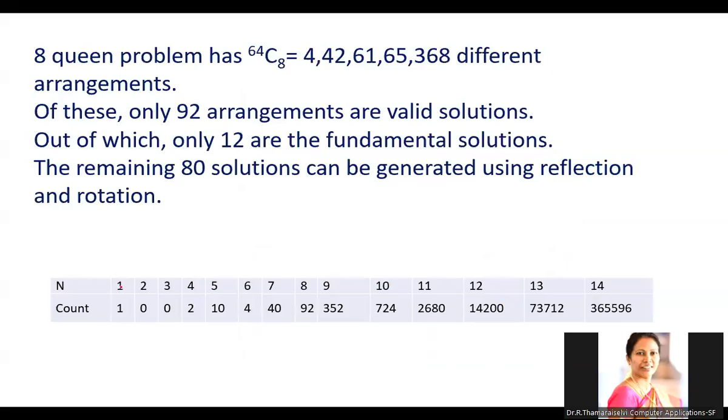And here, for the number of queens: for 1 queen, the trivial solution is 1; for 2 and 3 there are 0 solutions. If you have 4 queens, 2 possible solutions. If you have 8, you have 92. If you have 14, it goes on like that. So this is how you solve the 8 queens problem.